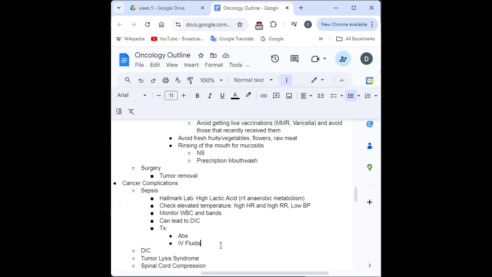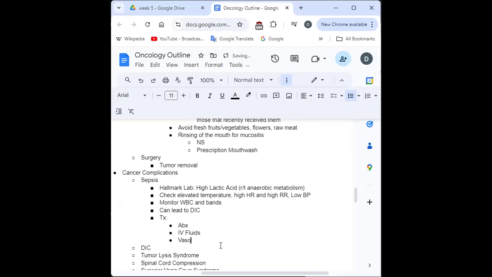So antibiotics, IV fluids, and then vasopressors as well. I'm not sure if you guys even went over much of sepsis other than knowing it can happen for cancer. But again, it makes sense, right? With your chemotherapy and your radiation, you can become pancytopenic. So you will have that neutropenia and a higher risk of infection. So these people can easily become septic.